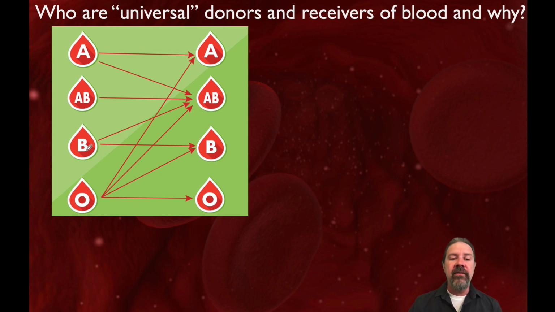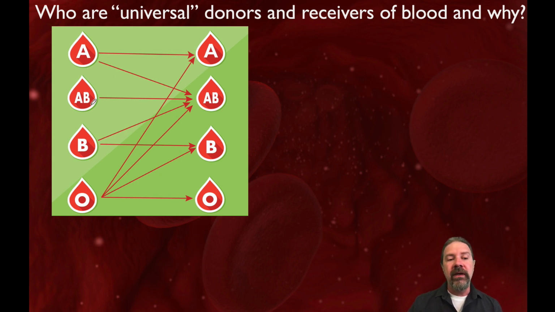Now you'll also notice that B can donate to AB, and also A, which I forgot to mention, can donate to AB. Now, why can A and B blood donate to AB? Well, if you remember what the AB blood looked like in the plasma, there were no anti-A or anti-B antibodies, which means that it can then essentially receive blood from either A or B, not a problem.